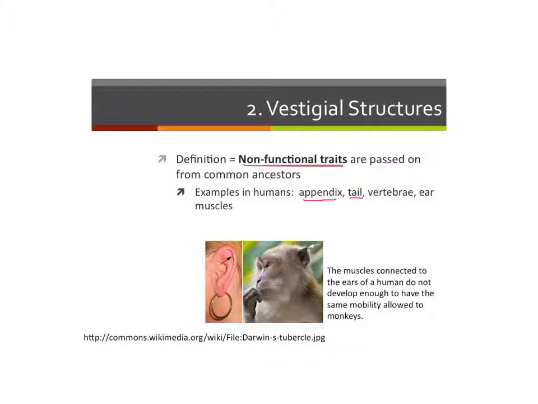Well, another really cool one are ear muscles. In other organisms, such as monkeys, apes, they need to be able to turn and twist their ears to detect prey or to detect predators. Well, in humans, we don't need to do that, but we still have those ear muscles because it's coded for in our DNA. We just don't use them. So what does this mean? It simply means that we share a common ancestor with these other species that have ear muscles.